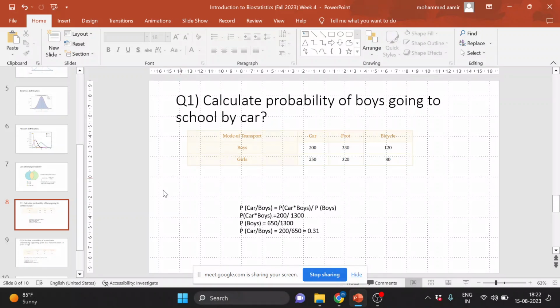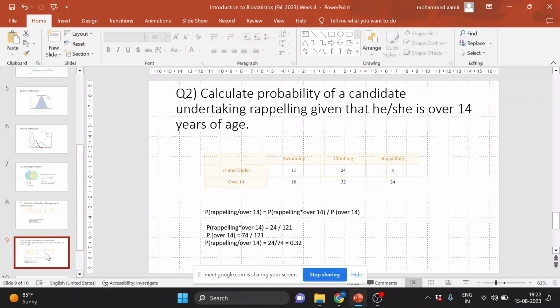Okay, let's do another example. Again, you're given a table like this. This is the table of candidates. You go to some club and enroll into swimming, climbing, or rappelling. This table shows how many of them do each of these activities, and whether they are over 14 or under 14.